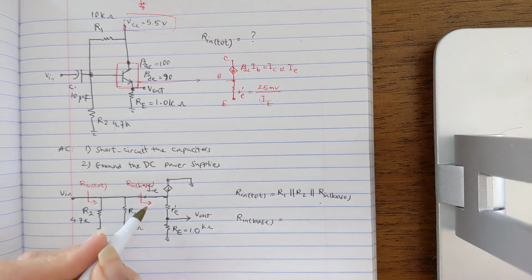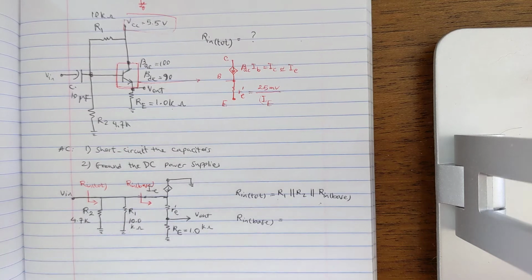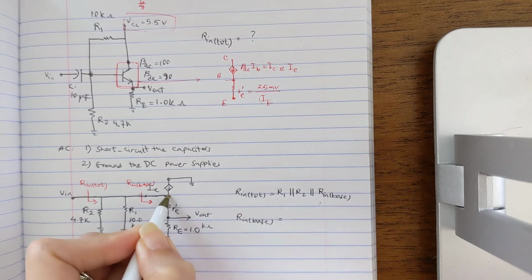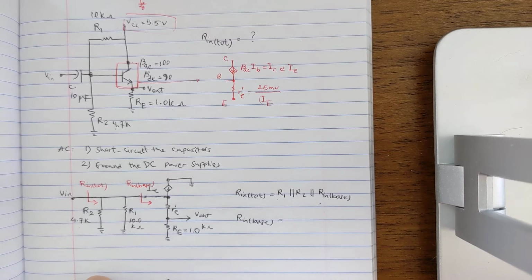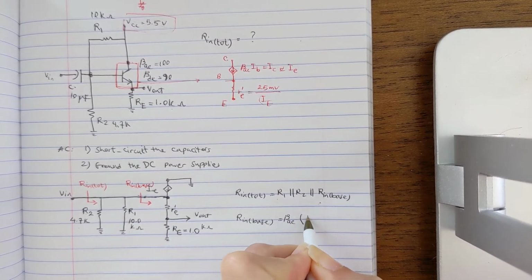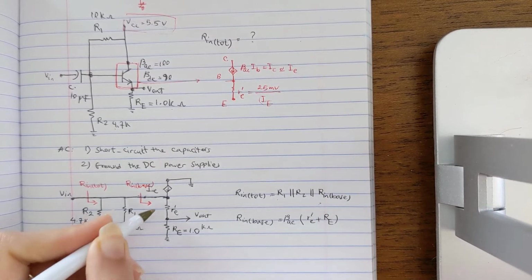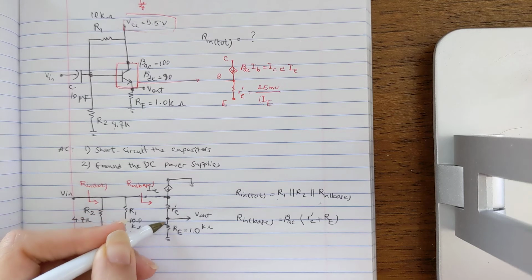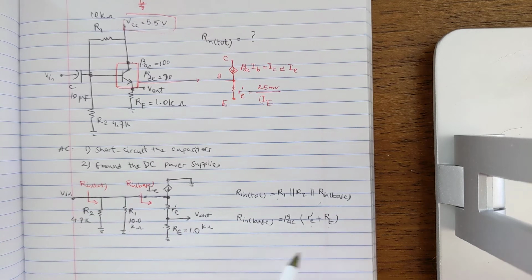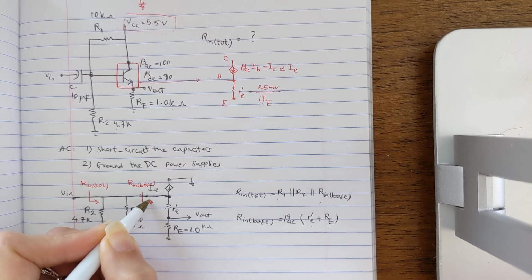So let's calculate R in base here. Now, if you don't remember what R in base is, you can calculate it from the beginning, or if you remember, it's beta AC multiplied by R prime E plus RE. So whatever resistor we see at the emitter, which is the series of these two, they will be added, and since we are looking through the base, it will be multiplied by beta.